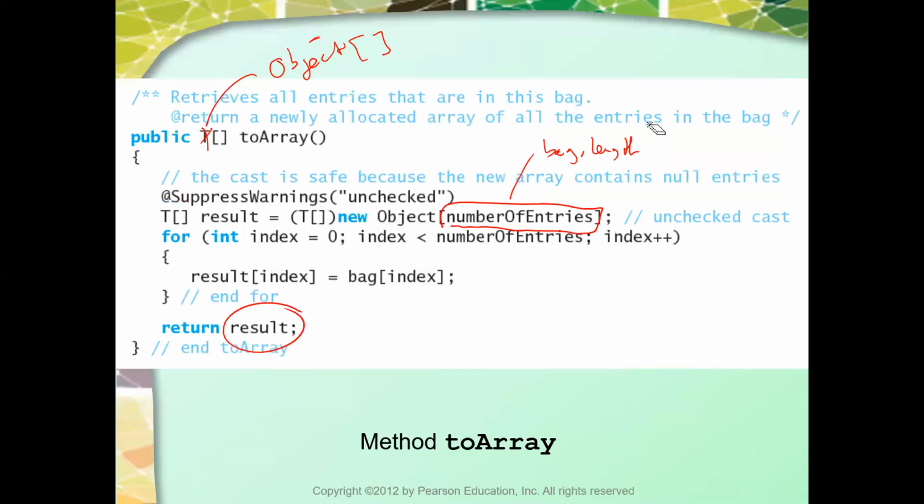Yeah, if you've only got one item in your bag, and the bag can hold like 1,000 items, do you really want to return an array of size 1,000 when only the first item is going to be non-null, right? Everything else is going to be null in it, right? So you want to actually just return an array that's sized basically on how many items the bag currently holds. So that's why I put number of entries in.